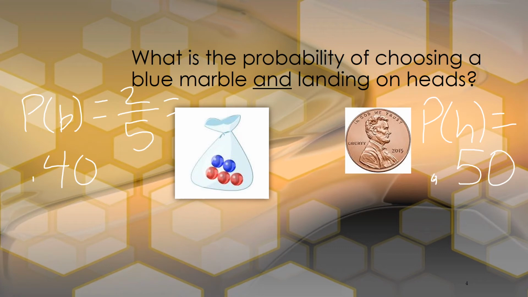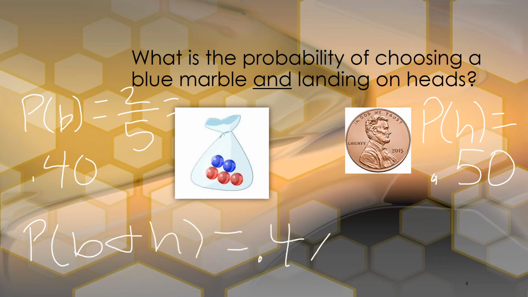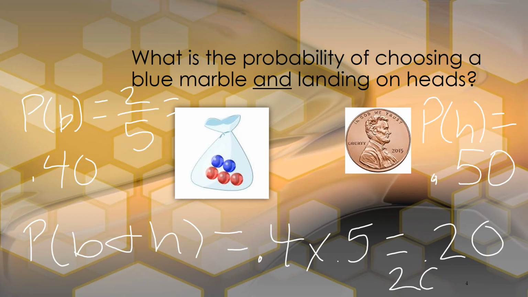So the probability of both happening is the multiplication of those two probabilities. So we're going to have the probability of blue and heads equals 0.4 times 0.5, which equals 0.20. Or you can rewrite that in percentage and put 20%. Okay, so there you go. We found the probability of choosing a blue marble and landing on heads.